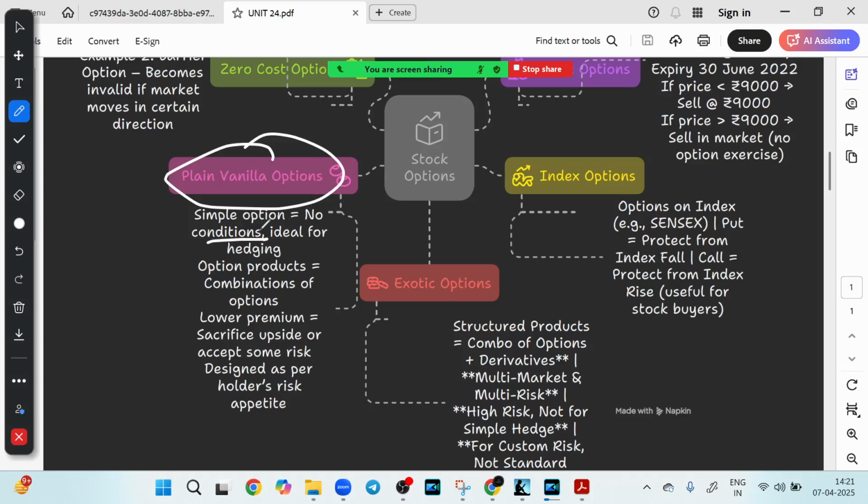This involves no upfront premium. No premium you have to pay, but it has built-in market risk. In the case of plain vanilla, since you are exercising this option, you have to pay premium. But in zero cost option, why zero cost? Because no premium you pay. That is why it's called zero cost. But it has some market risk there.